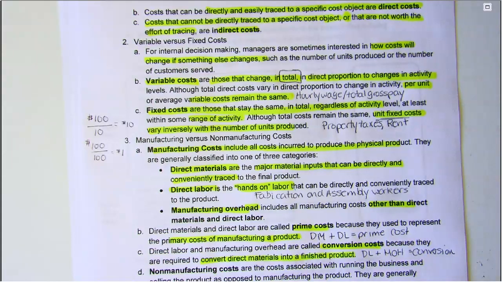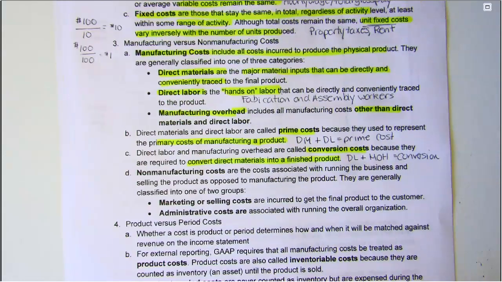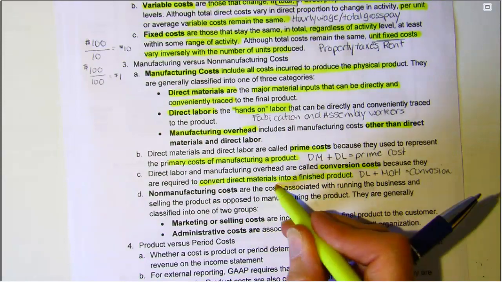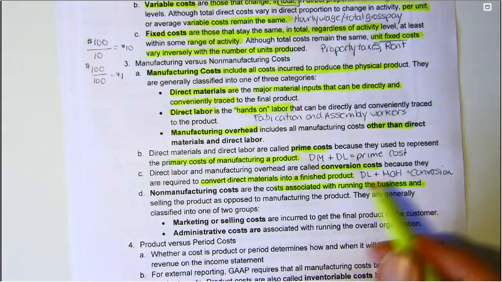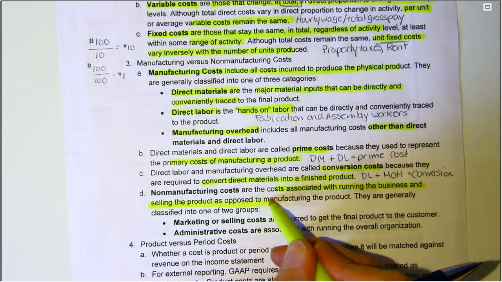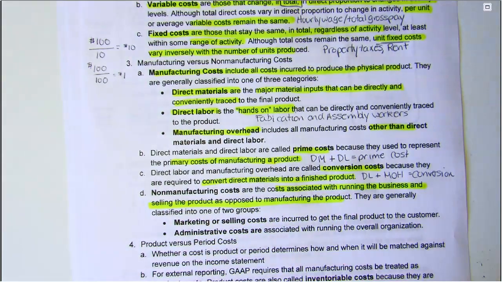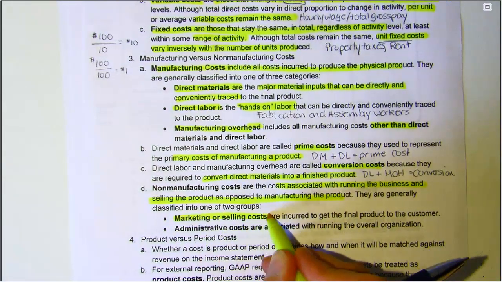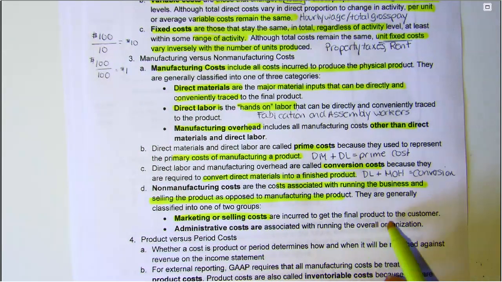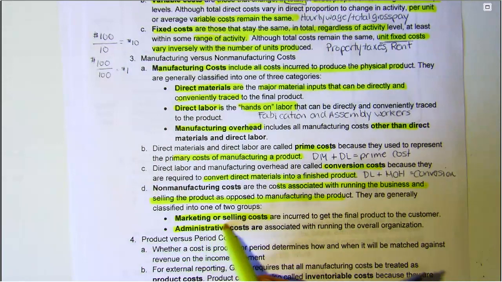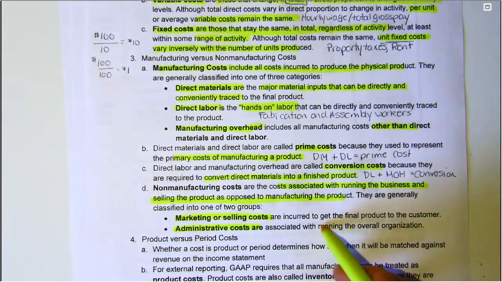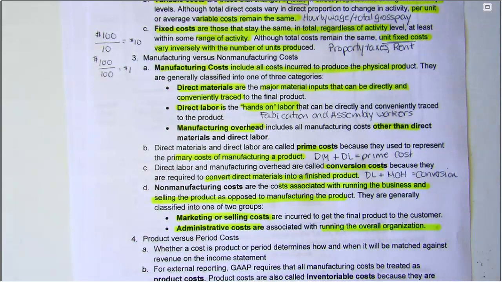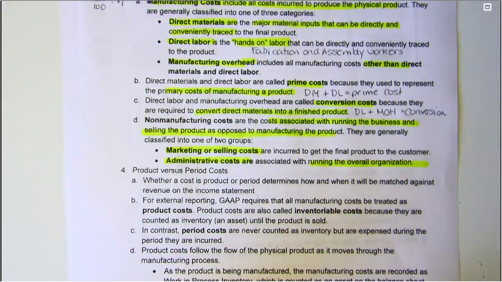Now, what about non-manufacturing costs? Those are costs associated with running the business, not producing the product itself. Running the business and selling the product as opposed to manufacturing, and they usually are classified or categorized into either marketing or selling costs, and that's to get the final product to the customer, and then administrative costs, and that's running the overall organization. Now another category, and then I'm going to show you a little diagram that will help you remember these.